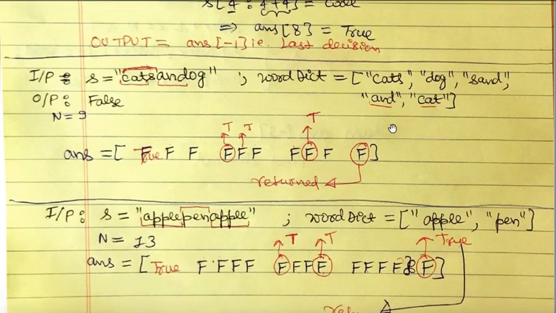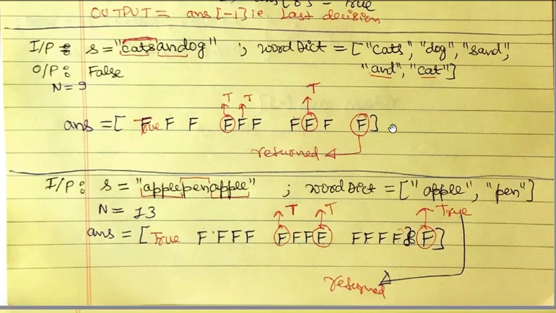Let's see another example which might clear one of the doubts if anyone has it. So this is apple, then pen, and then apple. The way I pronounce it, it's very clear that it is apple followed by pen and then apple, and the word dictionary is apple and pen.